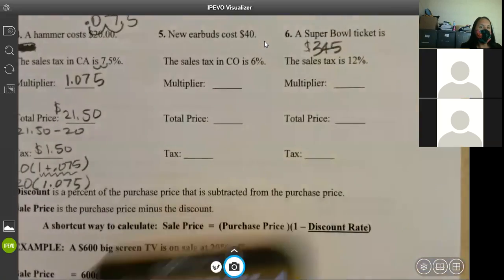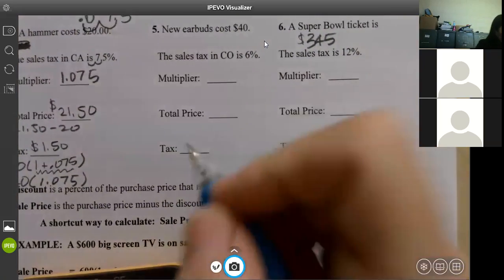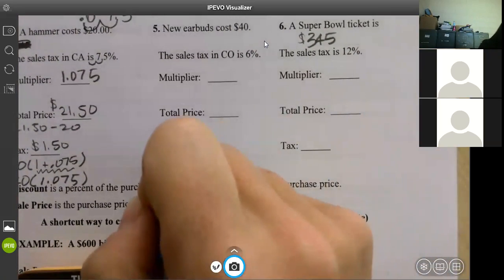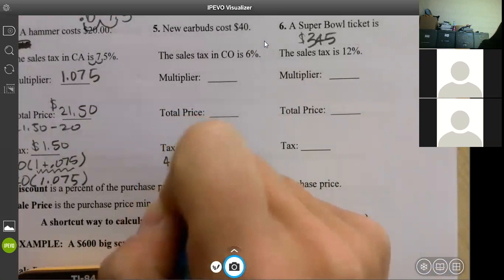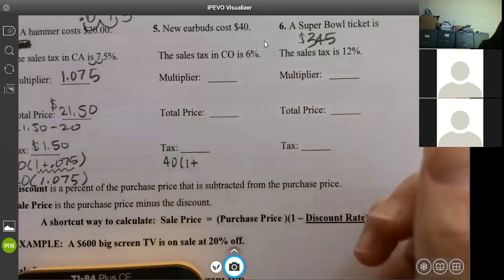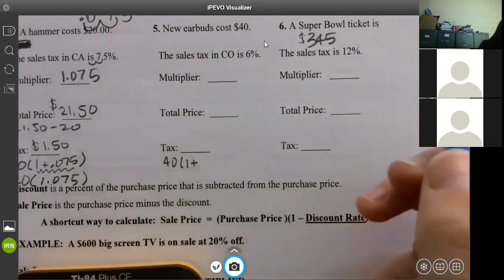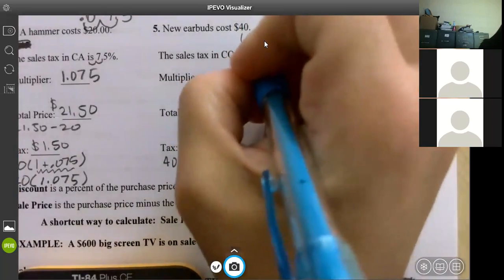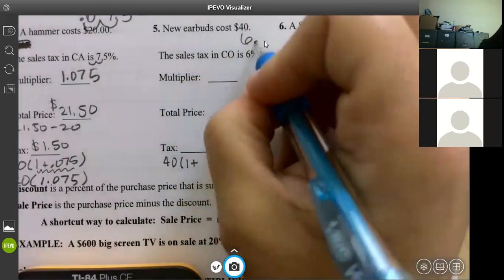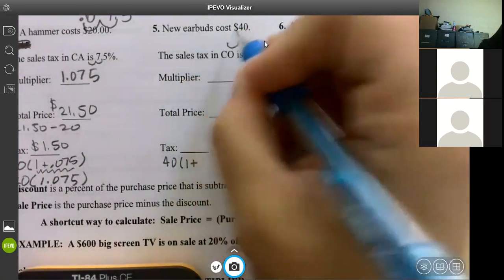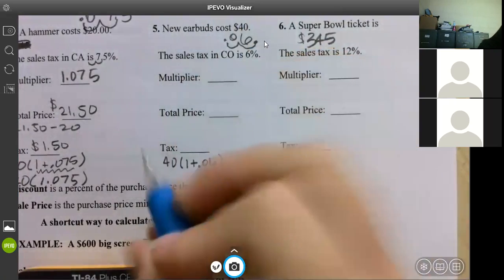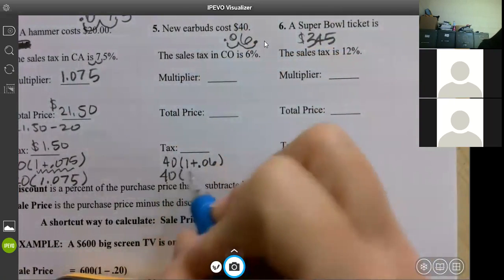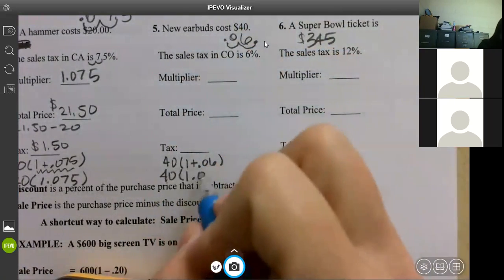Same thing on the next one. What's my formula? So your 6 is here, your decimal's behind it. We're going to move it 2 places. 1, 2, 0.06. That makes your multiplier what? 1.06.